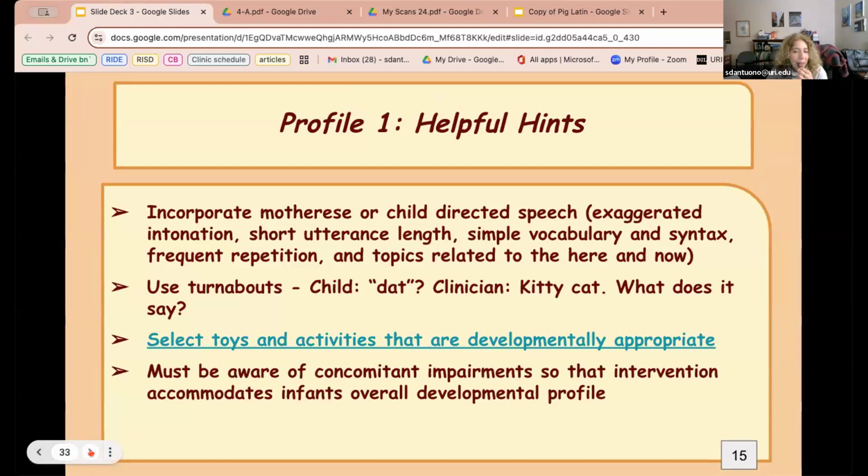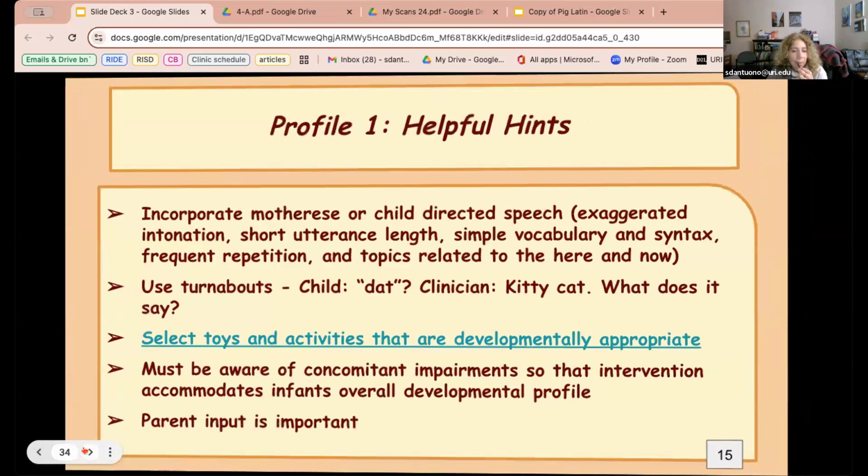You need to be aware of any concomitant impairment so that intervention accommodates infants' overall developmental profile, or even a child's developmental profile, right? And parent input is so important. I know I've said that 100,000 times, but it is. You really want to focus on what they want their child to be able to do or what their hopes are for their child.